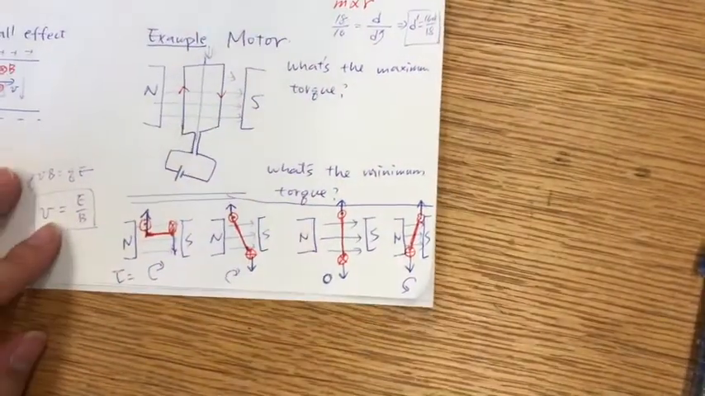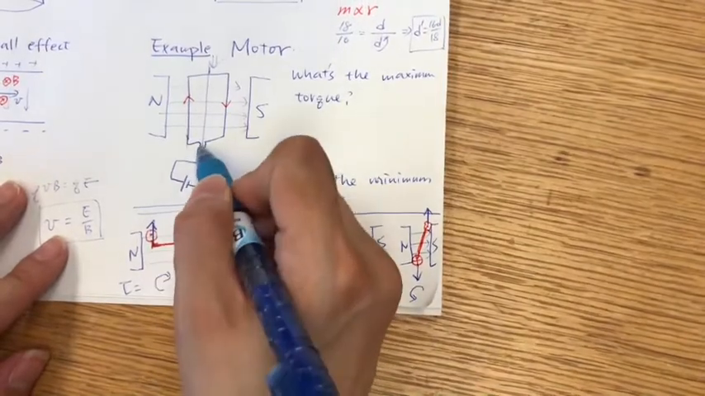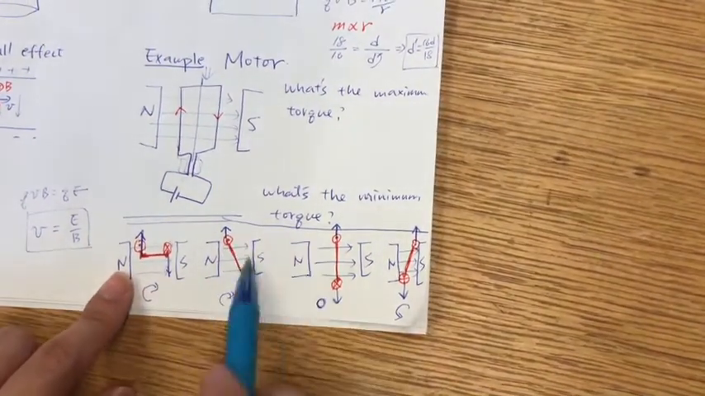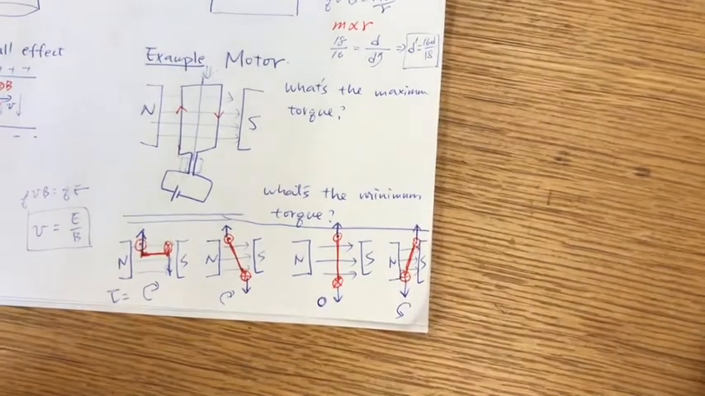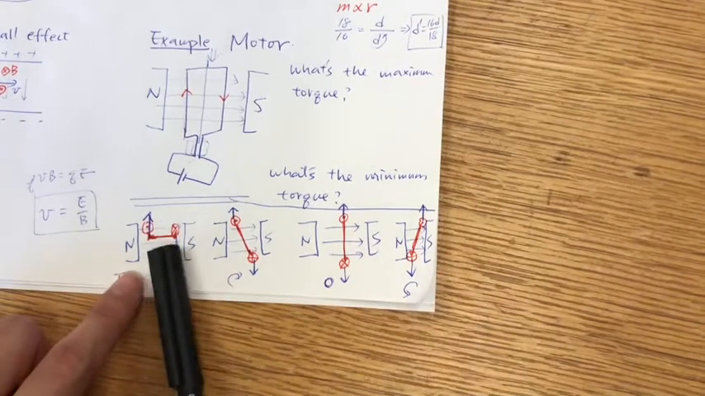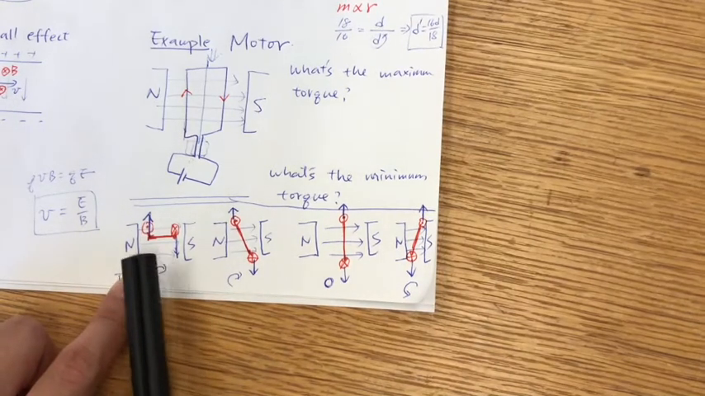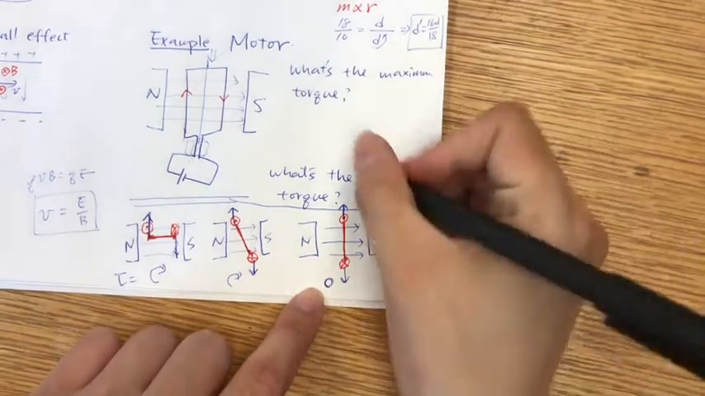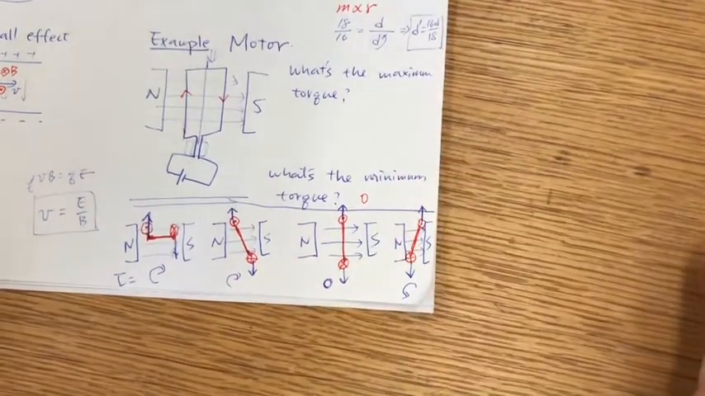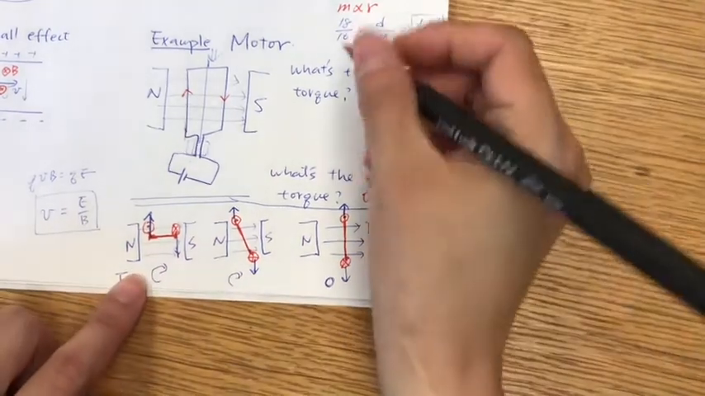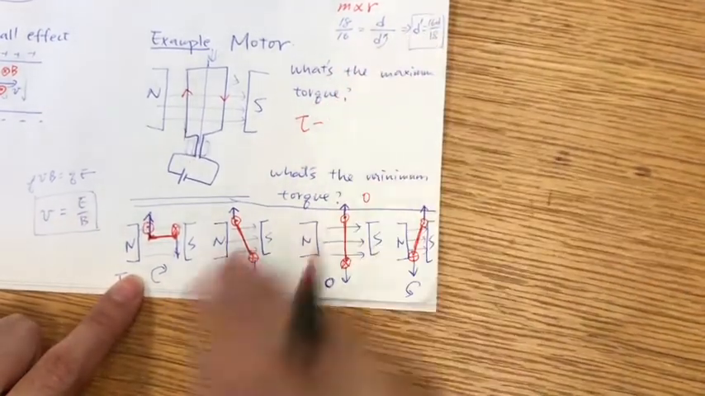So usually people will put some commutators or something here to adjust the current to make sure that it only goes in one direction, so we can build a more useful motor. In this case, you can see the torque is the maximum here, and the torque is the minimum here. The minimum torque is 0, meaning no torque, and the maximum torque is this way, which is tau.